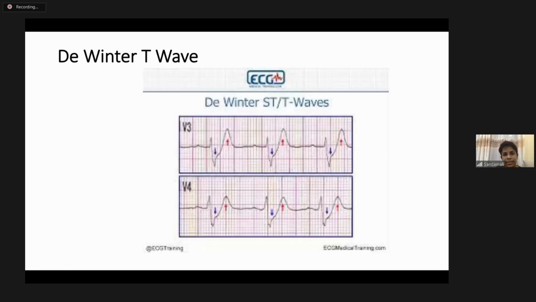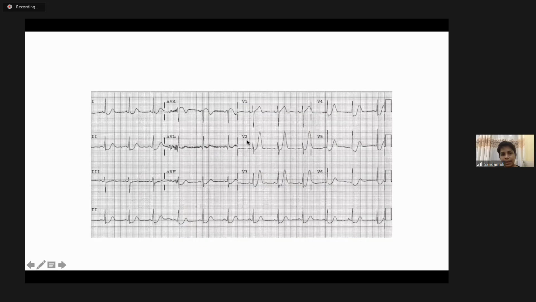So you can see deep venous T wave, there are tall symmetrical T waves preceded by upsloping ST segment. Here is an example of the ECG, tall T waves with upsloping ST depressions in precordial leads, V2 to V5, and there is some ST elevation in aVR as well.